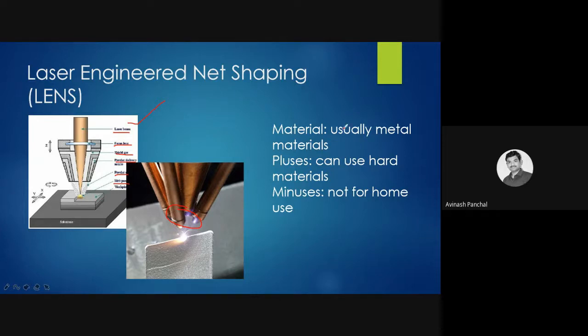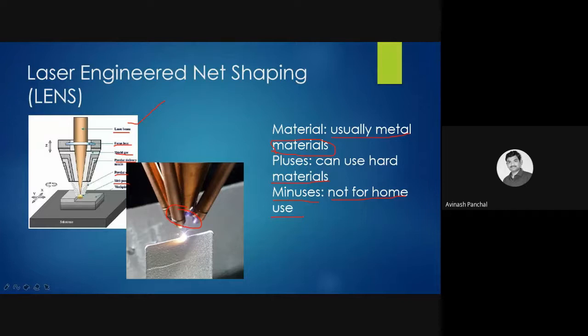The material used is usually metal. This is what I told you yesterday, that a metal 3D printer is also available. So it is one of the metal 3D printers, and it can use hard material also. Now the minuses of this one, that is the demerit: it is not for home use, it is for industrial or research purposes.